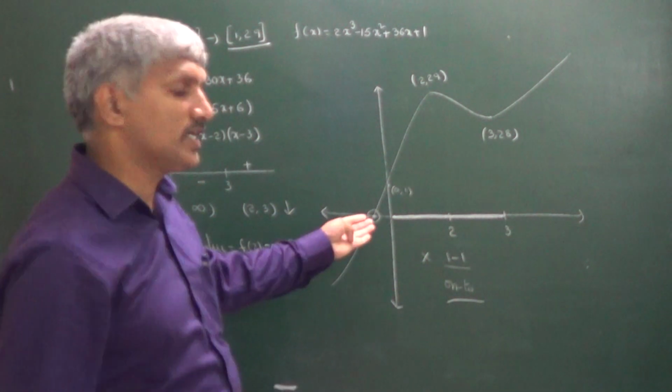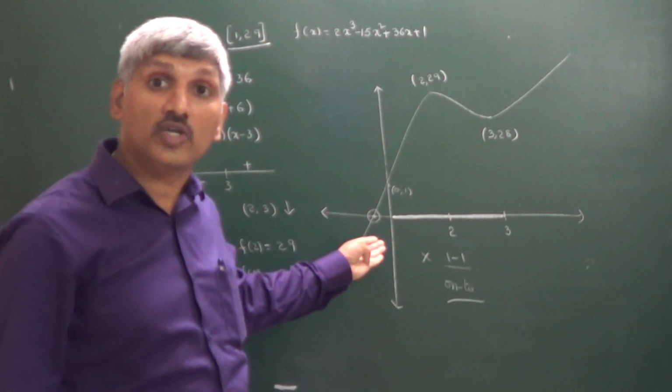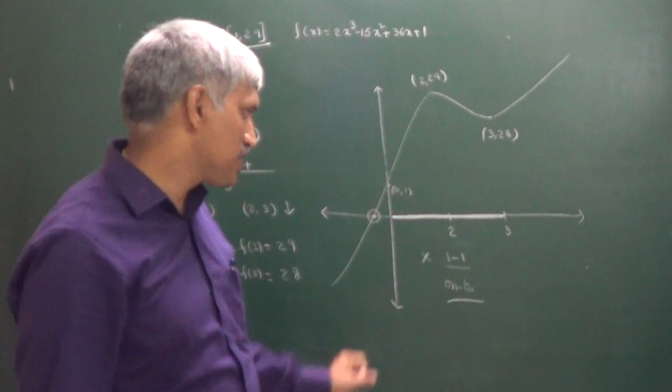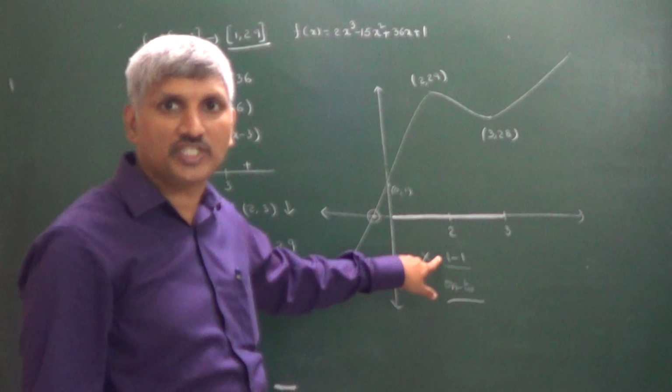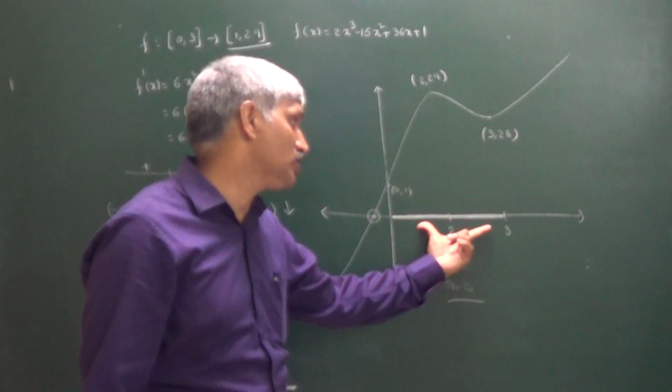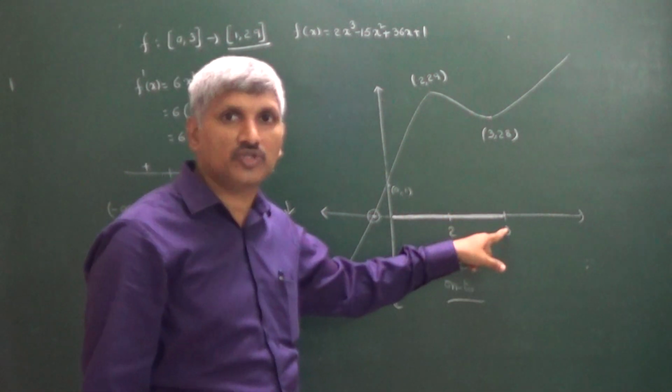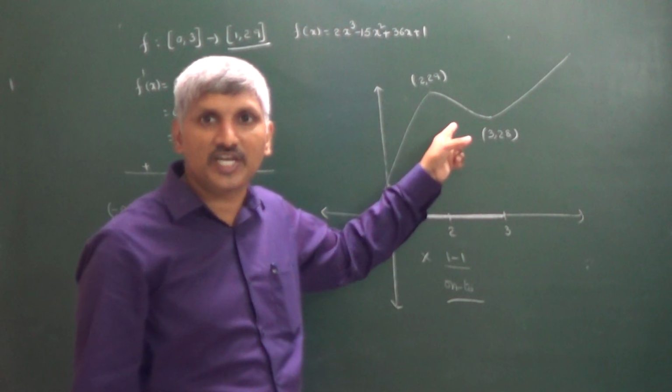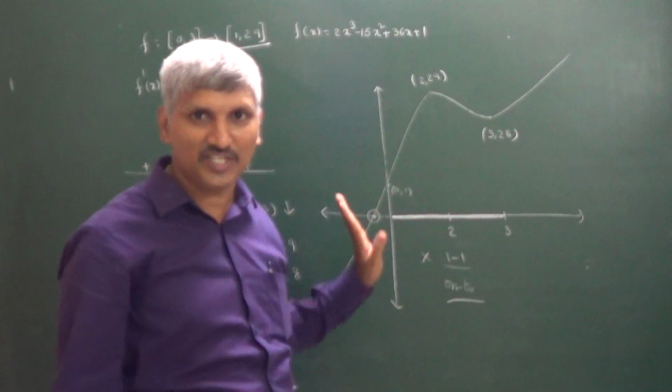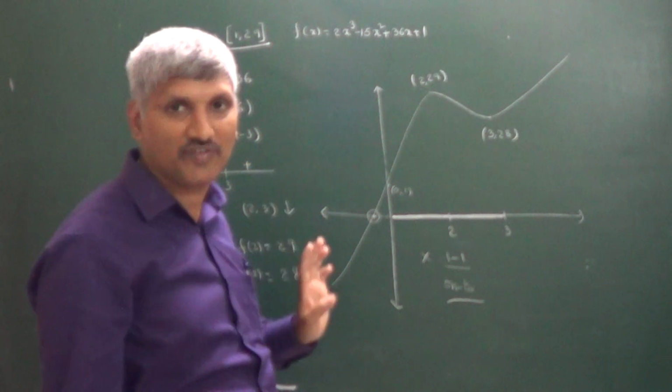Right? So the function has one real root, that too a negative real root. The other information is that it is not a 1-1 function, because in the interval 0 to 3 it is not a strictly increasing function and not a strictly decreasing function. That is the reason it is not a 1-1 function.